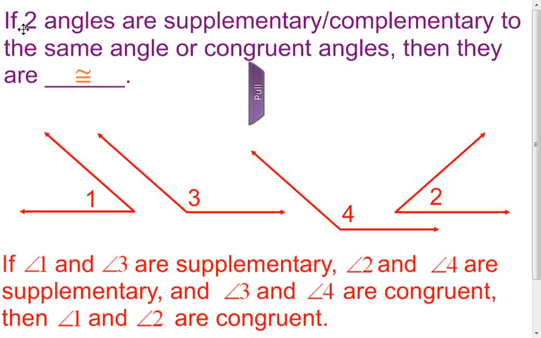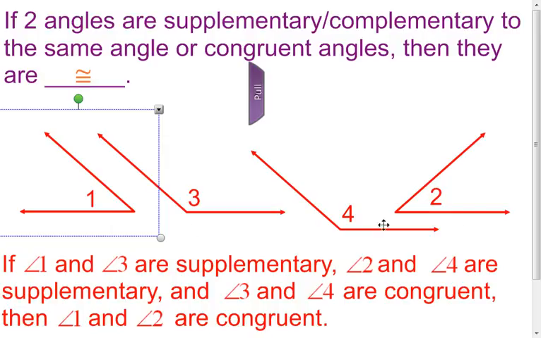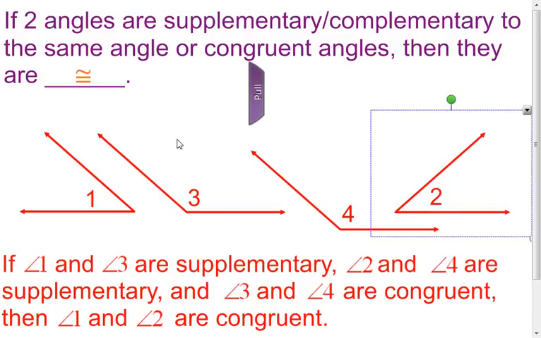So if you go to the next one where it says if two angles are supplementary to congruent angles, well, in that example, it would be saying that angle 1 and angle 3 are supplementary. Angle 2 and angle 4 are supplementary. And you also know that angle 3 and angle 4 are congruent. Well, if you know all that information, again, what are you going to know about angle 1 and angle 2? Same thing, they're going to be congruent. And it's going to apply if you change the supplementary to complementary. We're going to get the same results.